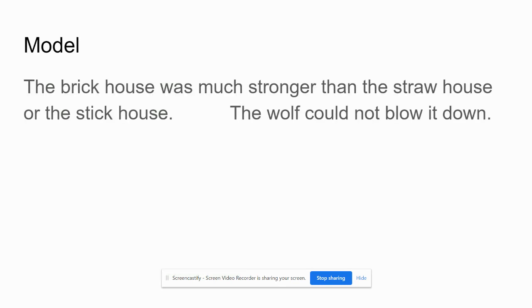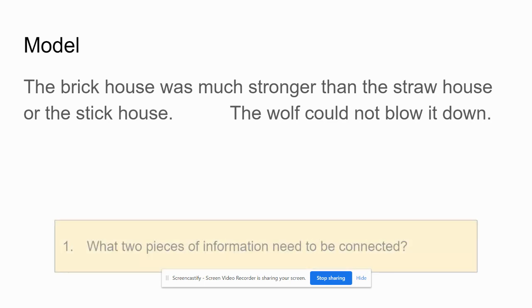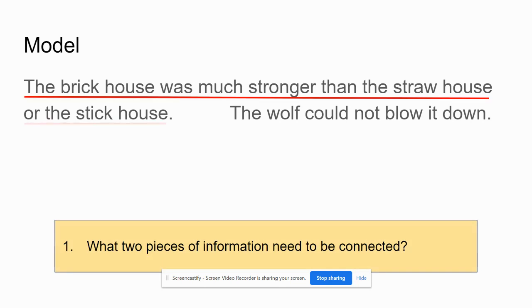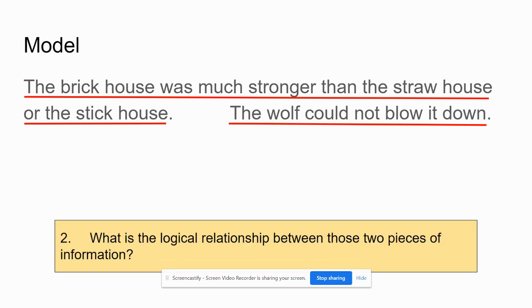From the children's story, The 3 Little Pigs, the brick house was much stronger than the straw house or the stick house. The wolf could not blow it down. So what 2 pieces of information need to be connected? In this case, it's quite simple, those 2 sentences. What's the logical relationship between those 2 pieces of information? Well, it's the strength of the brick house that causes the wolf to not be able to blow it down. So it's a cause and effect. We're going to put a little cause and effect arrow in there to show that.